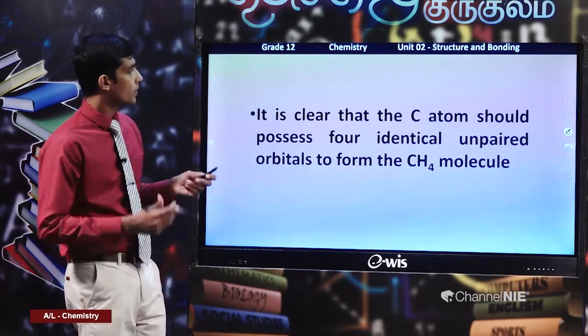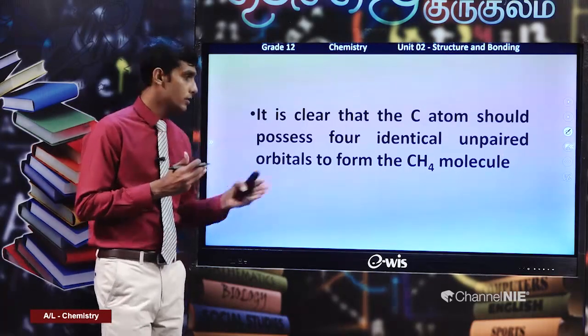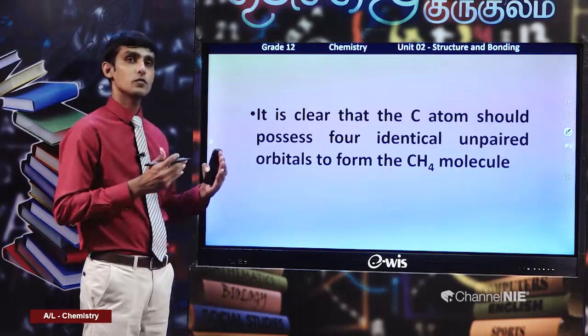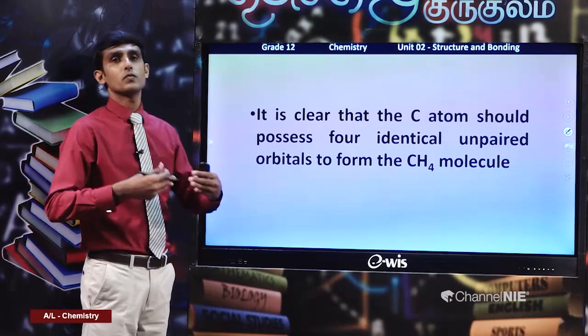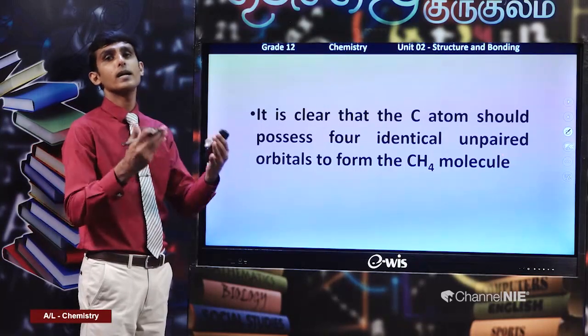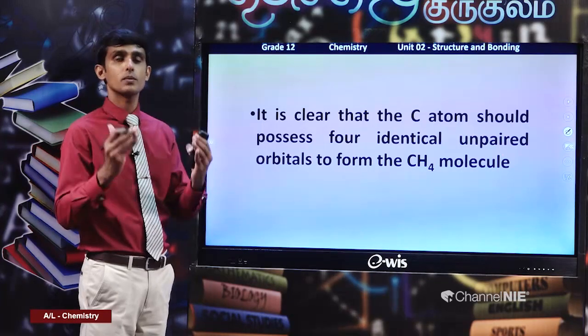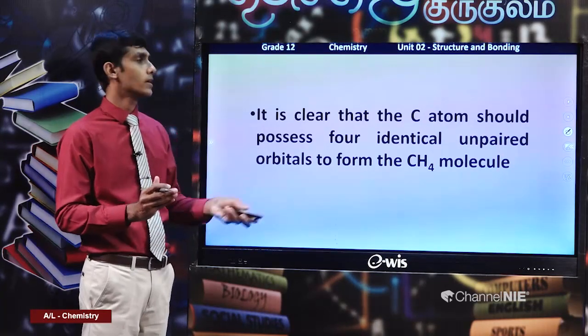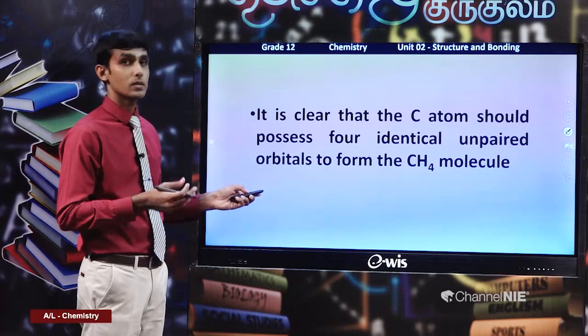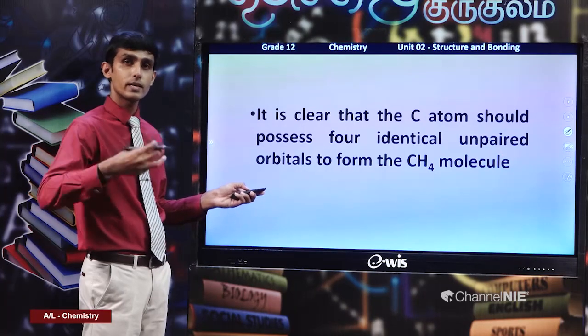Now, that means before the bonds are formed in the CH4 molecule, the carbon atom should first make 4 identical orbitals. It should first make 4 identical orbitals in order to make this type of molecule. That is the argument. So, we can think like that.